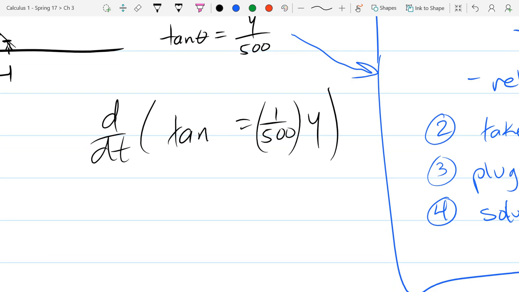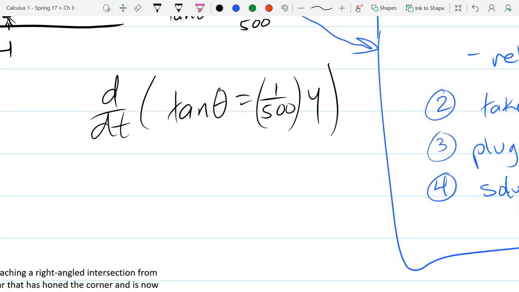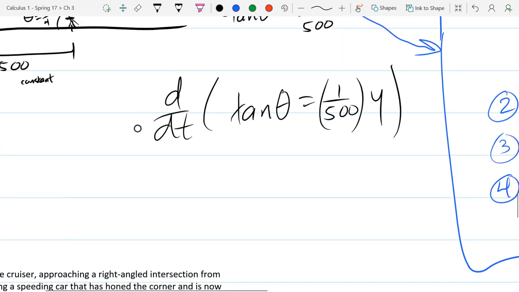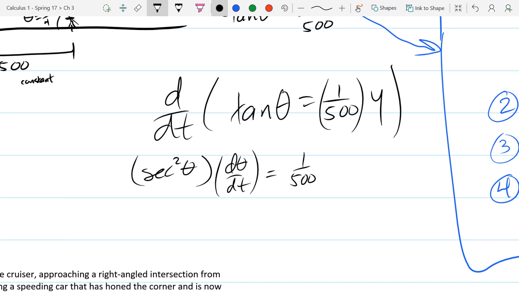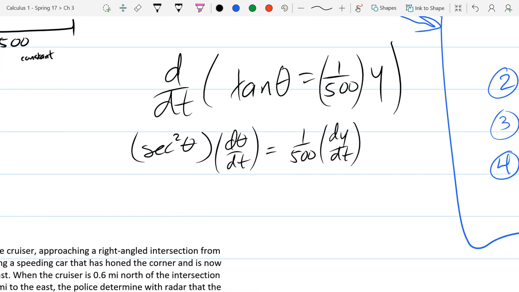Whoa, that's tangent theta, not tangent y. All right, take this derivative. Remember, you're going to get an extra d theta dt on the left and an extra dy dt on the right. So don't forget about the chain rule. You're getting an extra piece on each side. And if you forgot the derivative of a tangent, maybe your neighbor remembered. And derivative of a y is just 1. So there's our derivative: secant squared times derivative of theta.